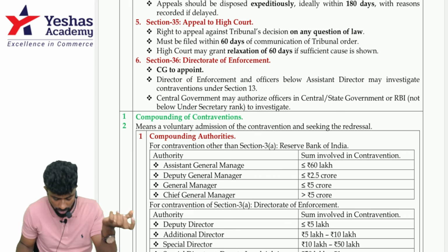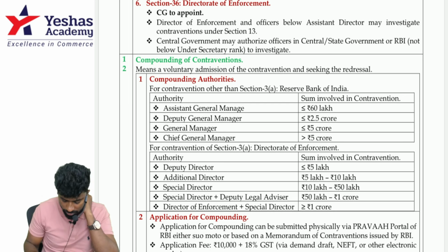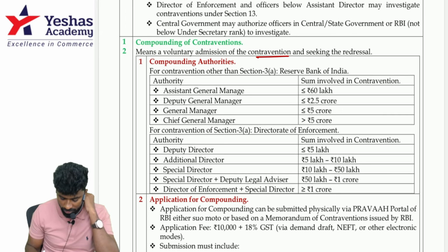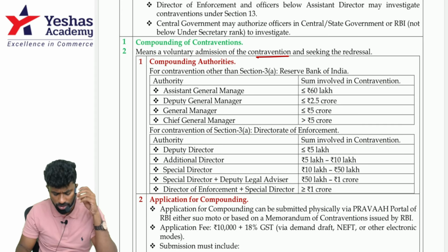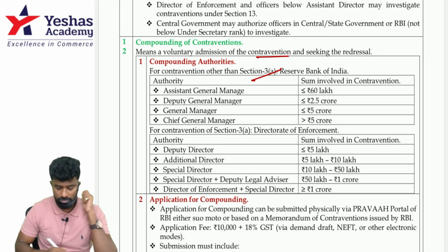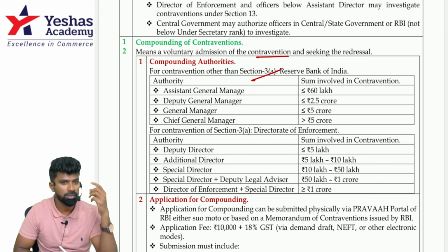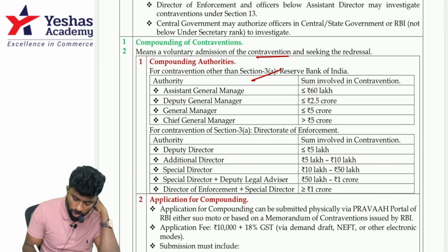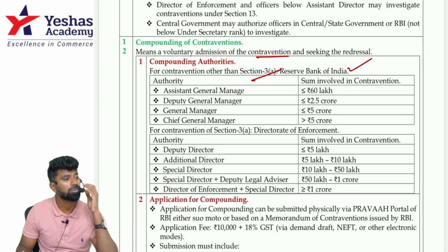Compounding of offenses. What is compounding? Voluntary admission. Admission of what? Contravention and seeking the redress, for contravention other than section number 3A. What is section number 3A? Regulation of what? Foreign exchange. Who is the compounding authority? Reserve Bank of what?